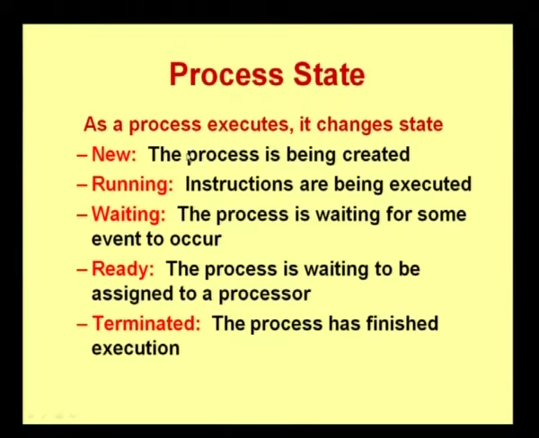A new state is one where a new process has been created. A running state is one where the instructions are being executed with the help of a process. So in the program, the instructions that have been executed is called a running state. A waiting state is one wherein this process is waiting for some event to occur.